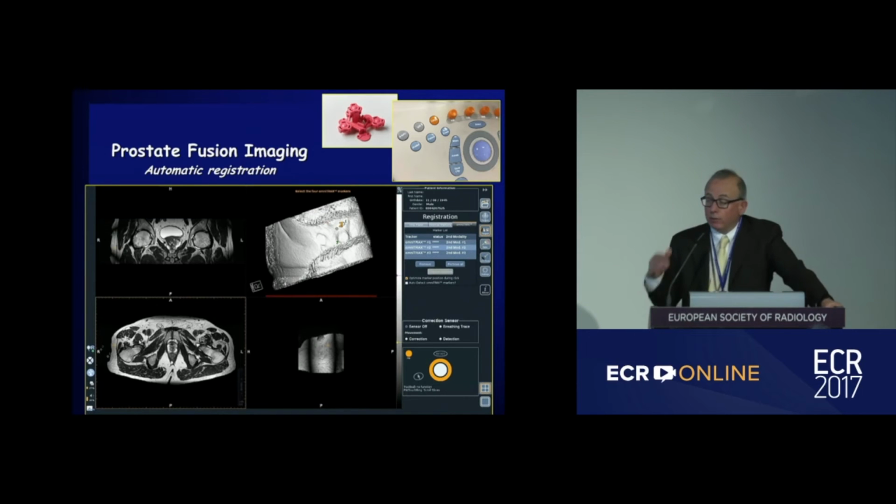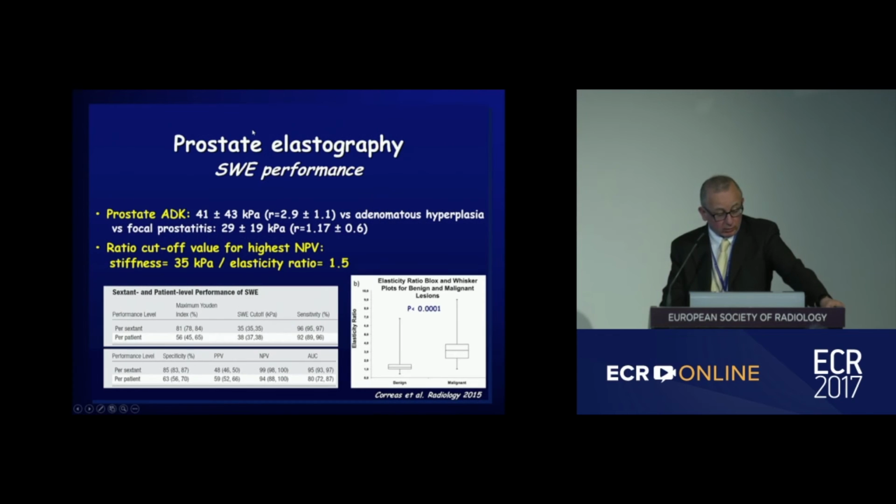But now, with the Explorer, we have the capability to do prostate fusion in a more automatic registration way. Basically, we can stick this device on the patient, and then the device will be recognized by the ultrasound system, and we will be able to do the fusion in a very automatic way and do the biopsy also in a very automatic way with fusion imaging.